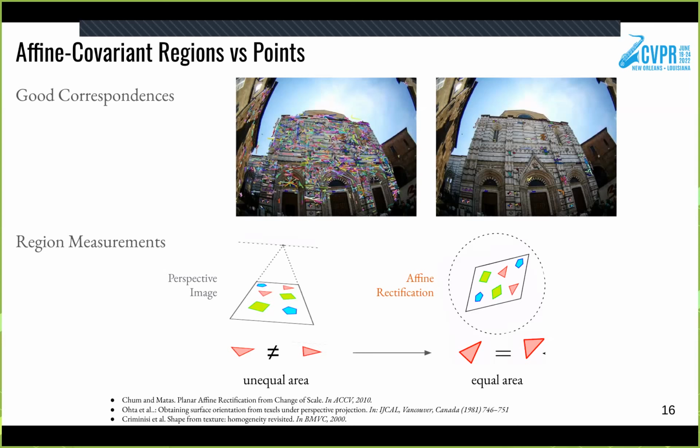So we need a measurement not on a point, but on a region, because we need to measure area or scale. And the idea is that we will use our solvers to restore this invariant of equal area. And the geometry will be recovered during that restoration process.